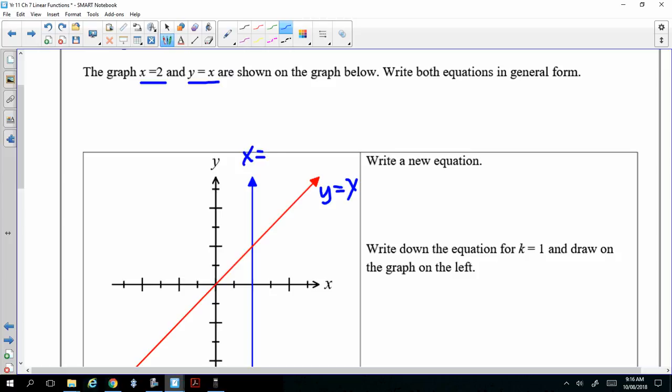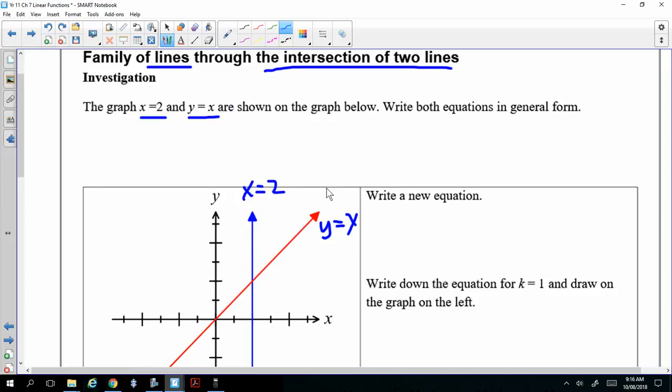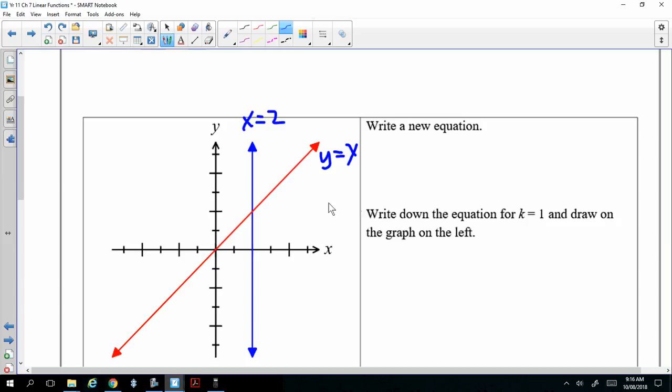All right, good. So you can see where they cross. They cross at the point (2, 2), isn't it? Right? They have a point of intersection over here. Okay, let's mark that point.